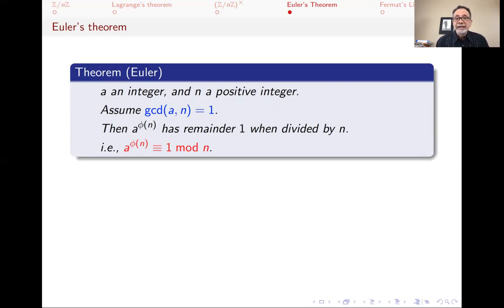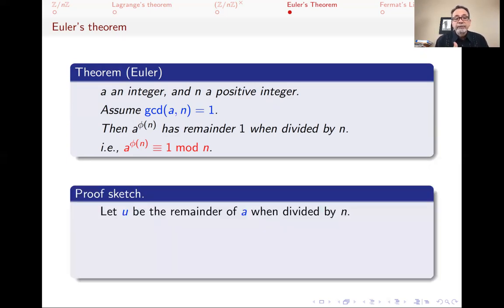And one way to write that is to write that a to the phi of n is congruent to 1 mod n. All that means is that a to the phi of n and 1 have the same remainder when you divide them by n, which is the same as saying that a to the phi of n has remainder 1 when divided by n. Okay, now how would the proof of this go? We basically did the proof, but I'm just going to remind you, but this time I'm not assuming that a is between 1 and n.